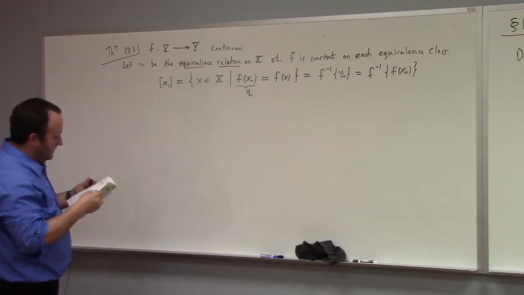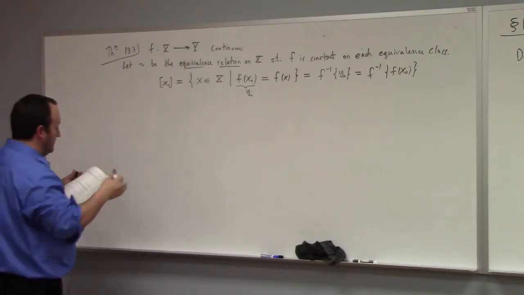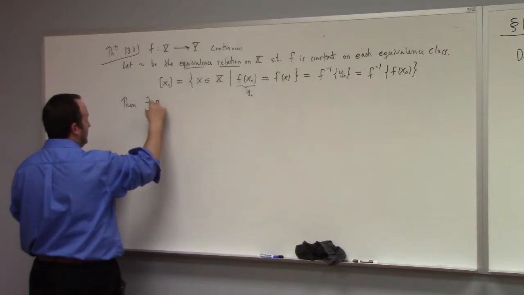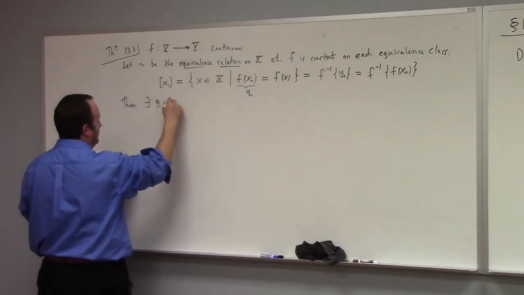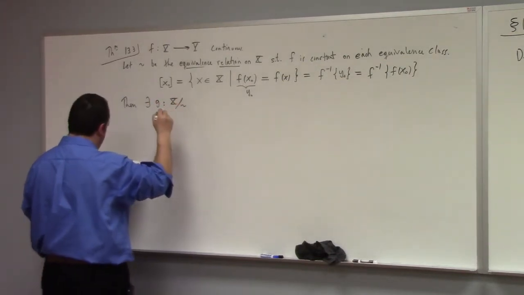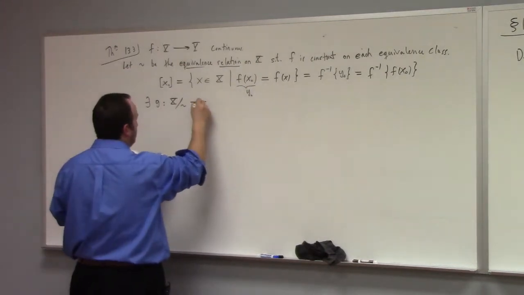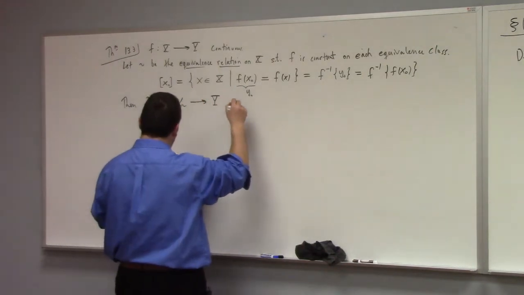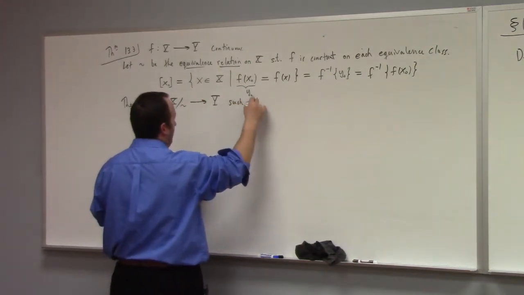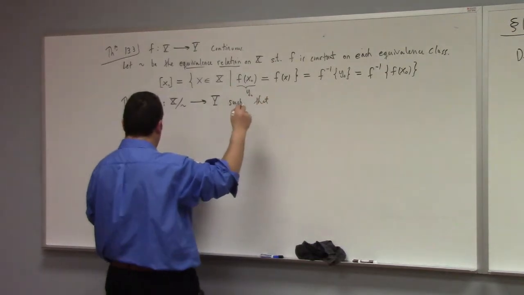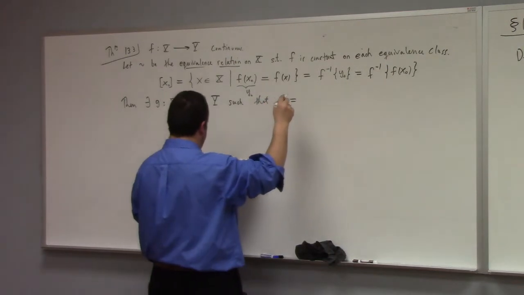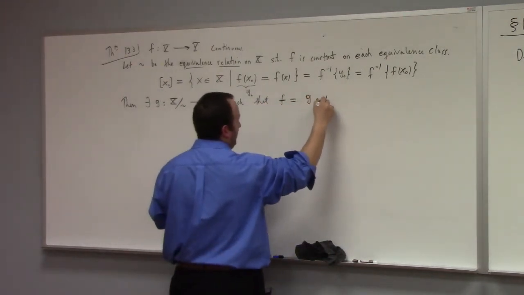He said, then here's the punchline, then there exists a continuous function G, continuous from the quotient set of X by tilde to Y, such that what? F equals what? Yes, G composed with pi.